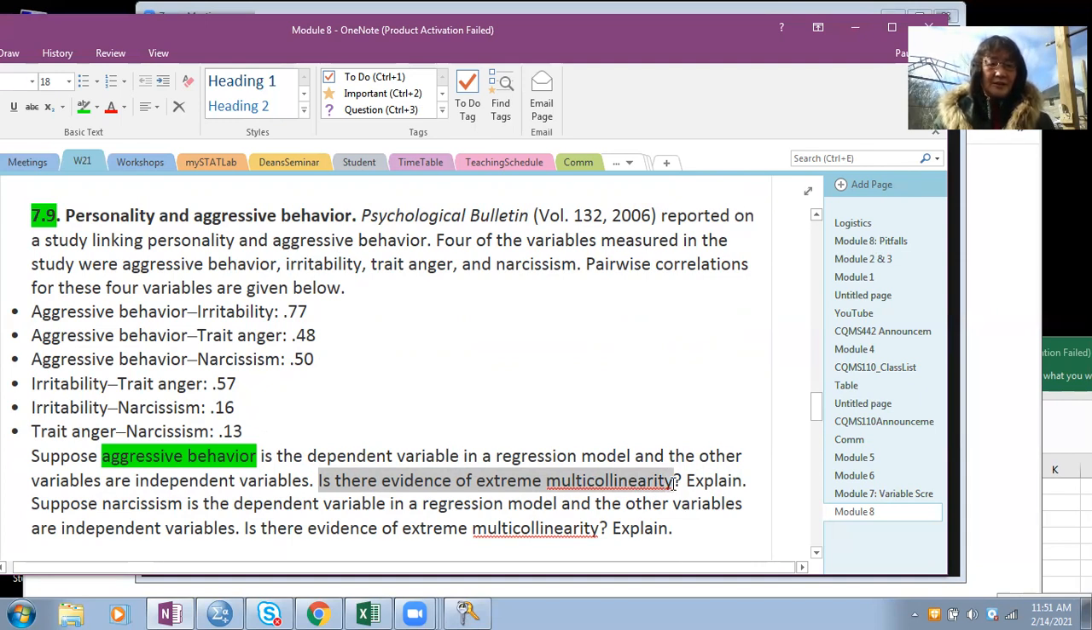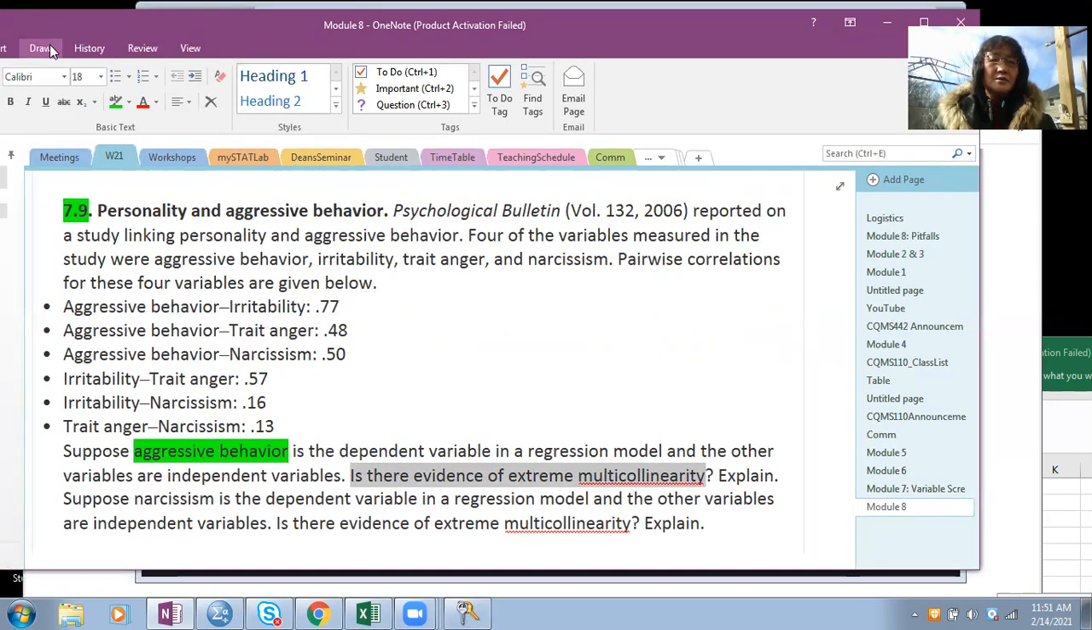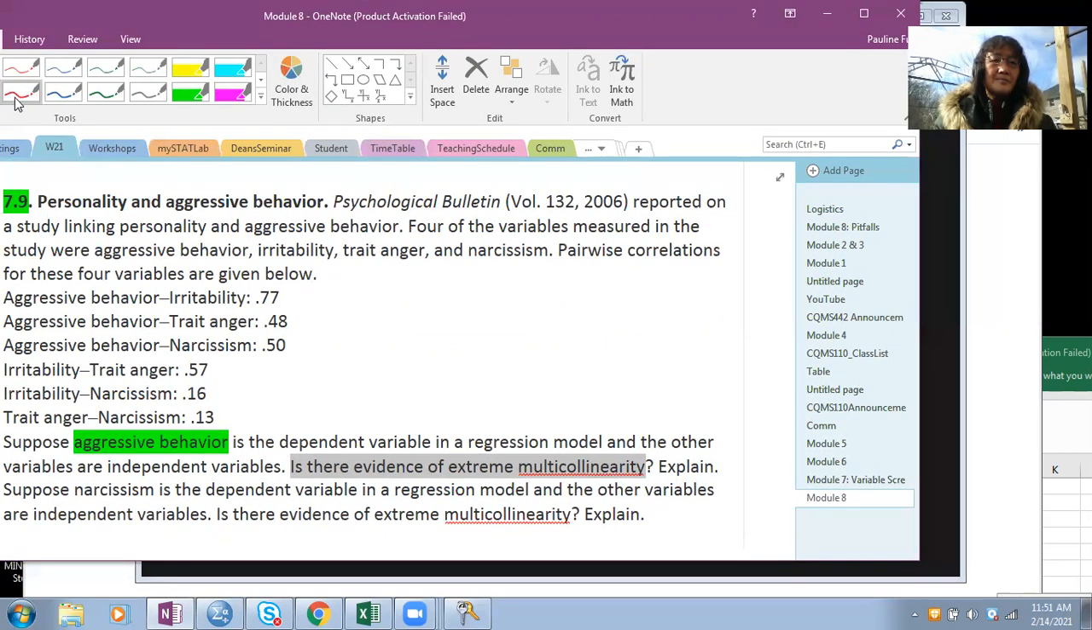So if aggressive behavior is Y, the relationship between Y and irritability is 0.77, Y and trait anger 0.47, Y and narcissism 0.5. Looks like they all have correlation. That is good because these three variables are X: irritability, trait anger, narcissism, and this is Y.